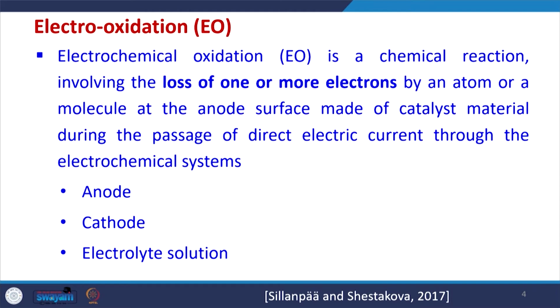Now, electro-oxidation. Electrochemical oxidation is a chemical reaction involving the loss of one or more electrons by an atom or a molecule at the anode surface, made of catalyst materials, during the passage of direct electric current through the electrochemical system. An electrochemical system will always have an anode, a cathode and some electrolytic solution.